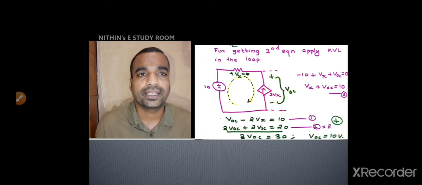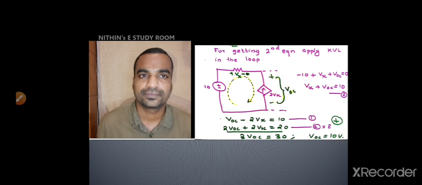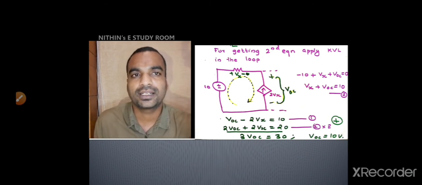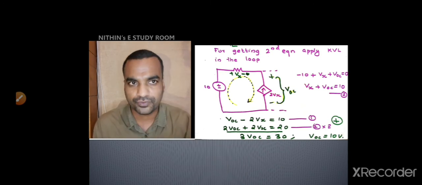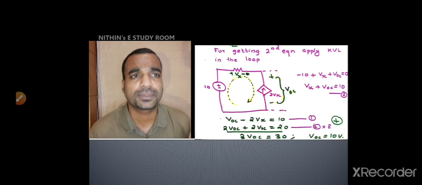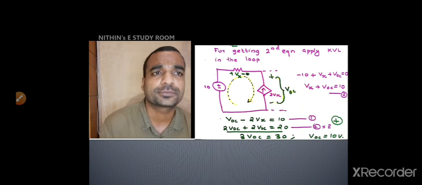So simply apply KVL. Minus 10 plus Vx plus Voc, because in the arrow mark direction I am first seeing minus 10. For Vx I am seeing plus first. For Voc I am also seeing plus first in the direction of that arrow mark. So minus 10 plus Vx plus Voc is equal to 0. So Vx plus Voc is equal to 10.